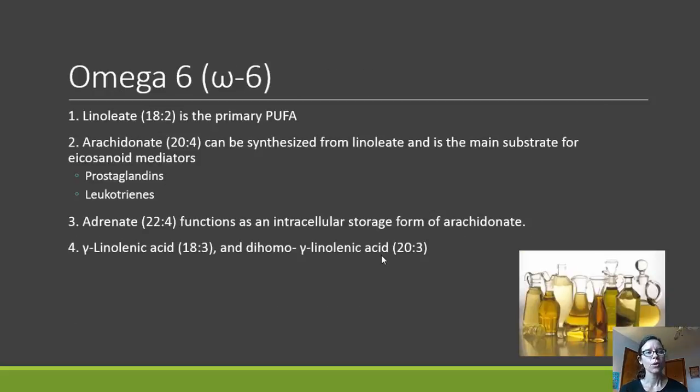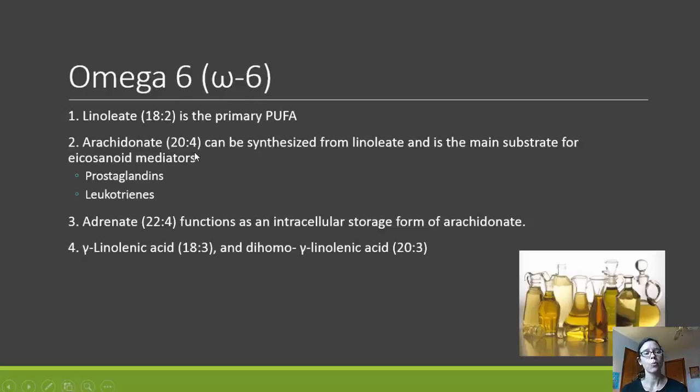Okay, so let's talk about our major forms of omega 6s and omega 3s. First we have linoleate, which is an 18 carbon PUFA that has two double bonds. And of course, the first one would be at omega 6 for all of these.